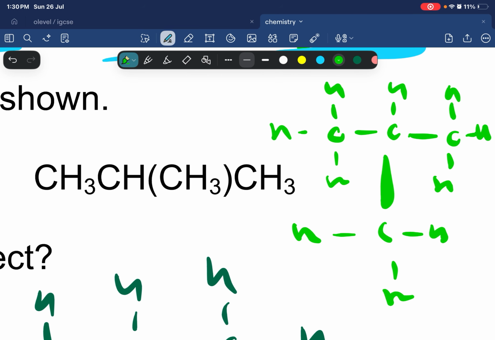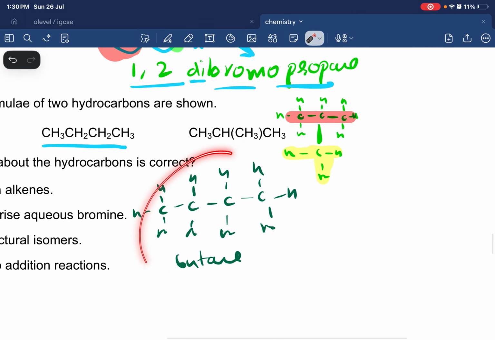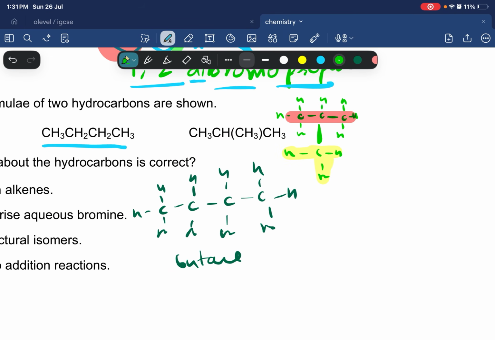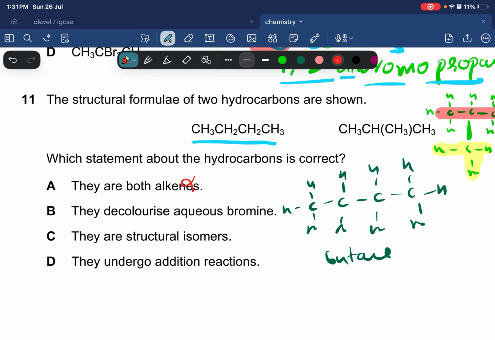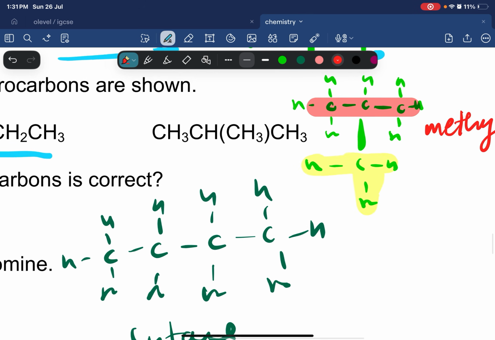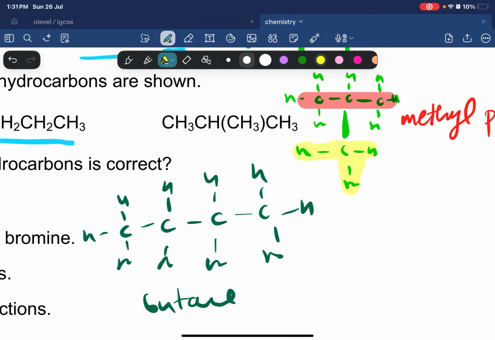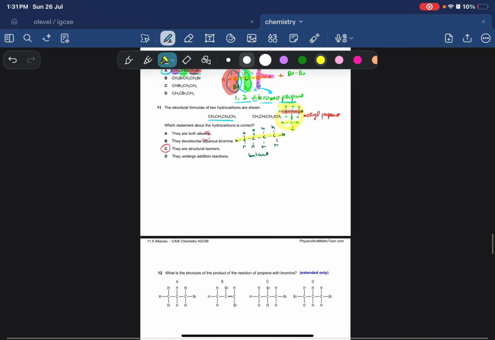So this thing is methyl propane, right? This is propane, and this is the methyl part. It also has 4 carbons, but it is a structural isomer of butane. So butane and methyl propane are structural isomers of each other. Which statement about the hydrocarbons? They're both alkenes. No, they both decolorize bromine. No, none of them would decolorize bromine because they're not alkenes. Decolorization happens in alkenes. Their being structural isomers is correct. Why? Because this one right here is a straight chain and this one right here is branched.